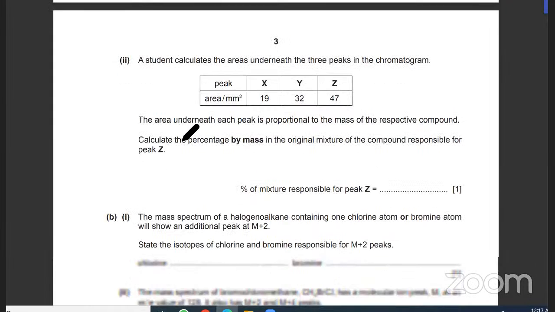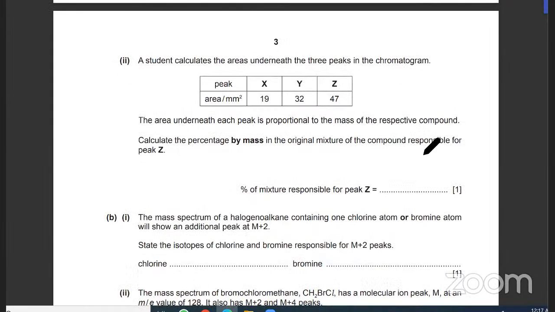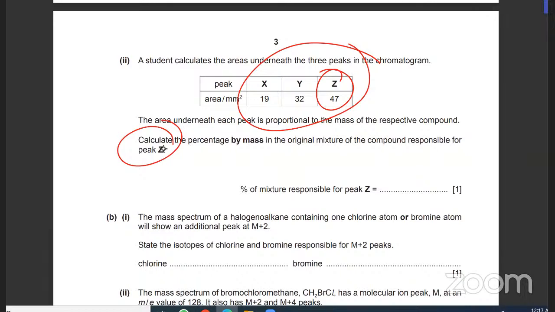Moving on, this one: calculate the percentage of mass in the original mixture of the compound responsible for peak Z. You got this much Z, and that's the total area. So it's just going to be 47, the absorption that you obtained for Z, divided by the total, which is 19 plus 32 plus 47, and times 100, you will get the percentage.